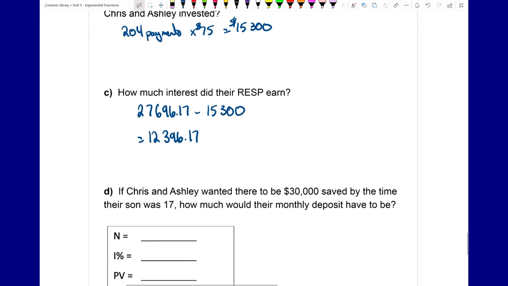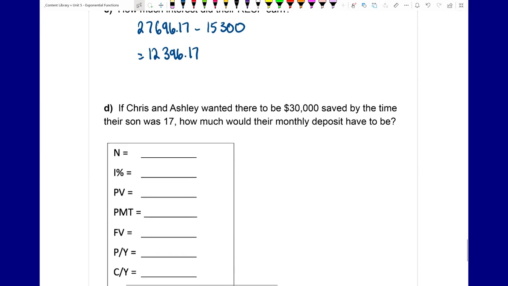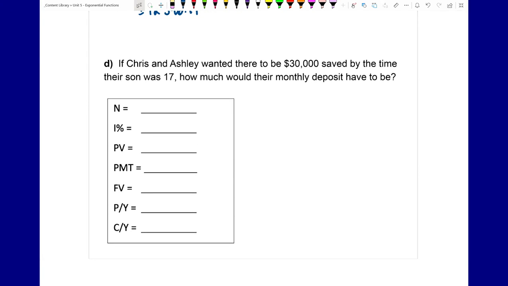If they wanted there to be $30,000 saved by the time their son was 17, how much would their monthly deposit have to be? This is where these TVM solvers are really helpful, because they allow us to do these kinds of questions very easily. We still have to determine our variables and plug them in, but it is a lot easier than doing the calculations by hand. So the new thing here is they want $30,000 saved by the time their son is 17. That means that future value has to be $30,000.